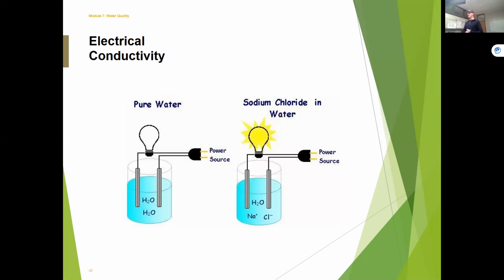You can see once I have ions, and this particular example has sodium chloride, so the ions of Na plus and Cl minus are in the water. Hey, that will conduct electricity, right? It will actually conduct it through that solution and again, light up the light bulb and complete the circuit. So that happens. Pure water, no ions, no TDS, does not conduct electricity.